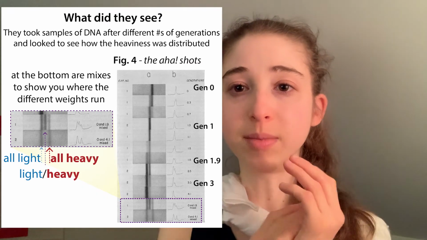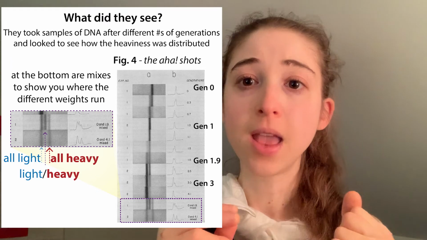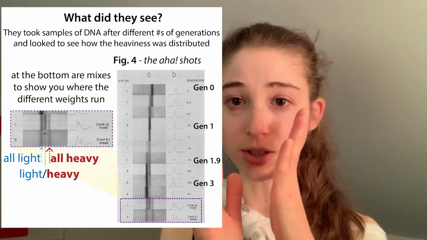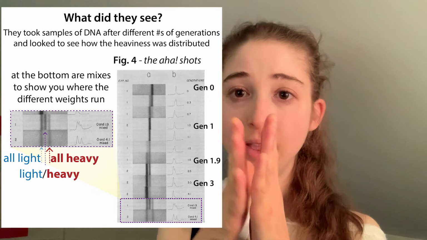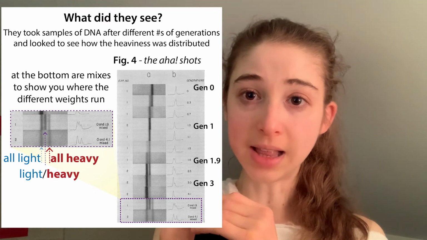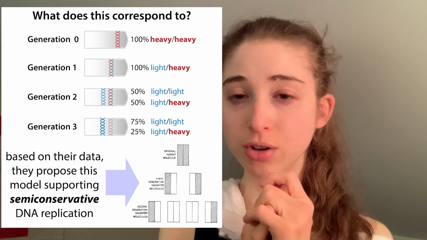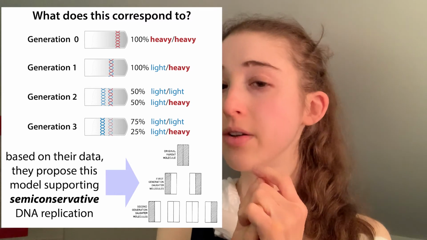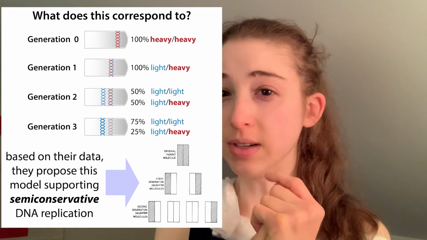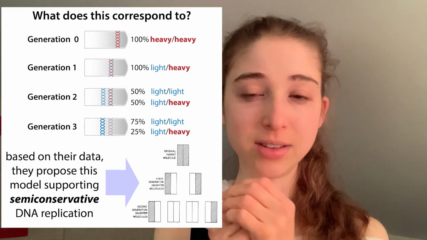And what they see is that in the beginning, they have all heavy because they've grown it in this heavy medium. Then in the next cycle, they have heavy-light, where one strand is heavy and one strand is light. As you go on and on, you're going to have more and more of the pure light, but you're still going to have a little bit of that heavy-light because the original copies are never coming together, and so you're never going to get heavy again. But that original copy is going to stay there because it continues to be used as a template. It's just getting diluted out.